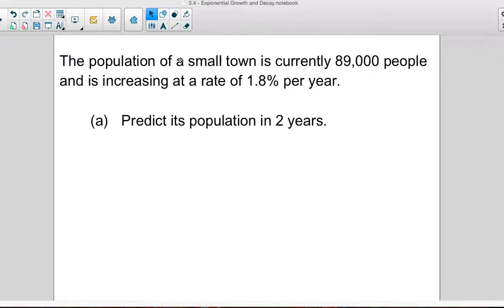So here's a typical question. Population. We have the population of a small town is currently 89,000 people, and it's increasing at a rate of 1.8% per year.